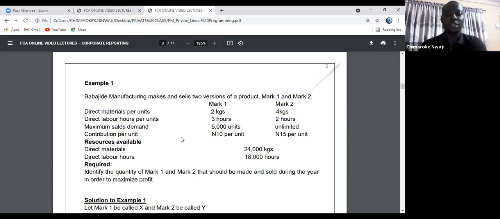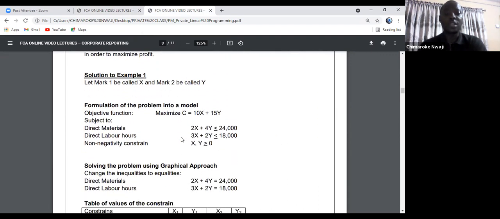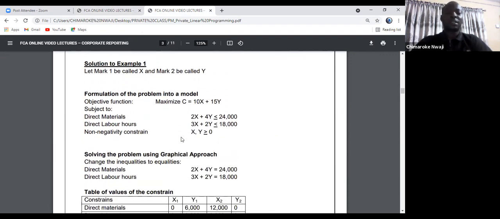So this is a solution to that question. Let's take it slowly and follow the steps. Step number 1, we said before, is to define your variables. So we say let Mark 1 be called X and let Mark 2 be called Y. We have chosen X and Y because we want to put them in the graph. We don't want to be saying Mark 1 axis and Mark 2 axis, which would be clumsy. So we use X axis and Y axis, which is fine. And we use Mark 1 to represent X, Mark 2 to represent Y.